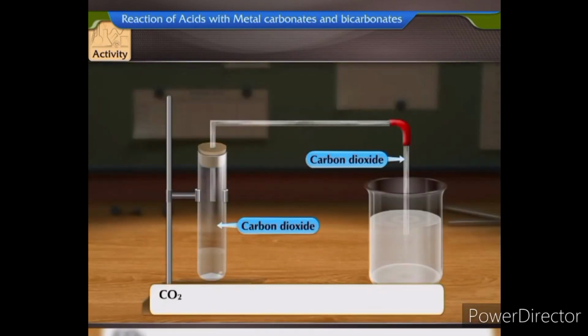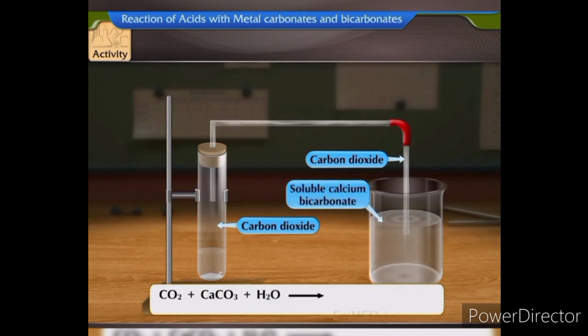If the carbon dioxide gas is allowed to react for a longer time, calcium carbonate reacts with carbon dioxide to form soluble calcium bicarbonate. Thus, the solution becomes colorless.